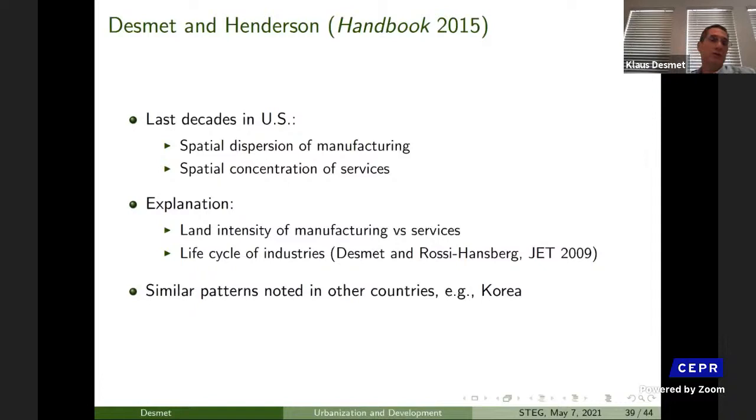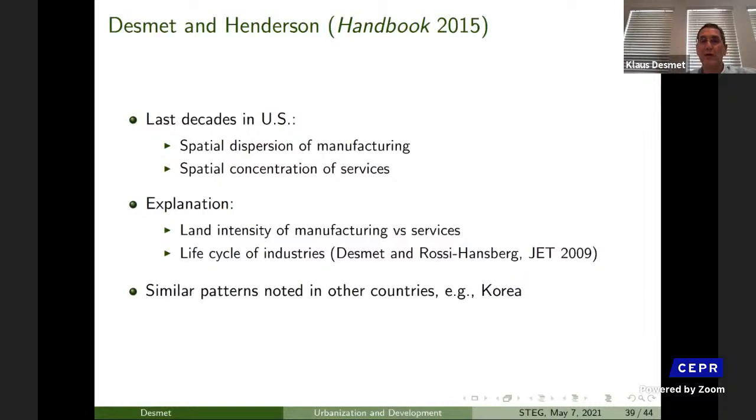It may also have something to do with the life cycle of industries, right? As industry matures, there is less need to be close to each other, because closeness is particularly important when you're learning, right? When technology is new and there's a lot of innovation, there's a lot of benefit from proximity. Maybe that's more true now in some service industries than it is in manufacturing industries. And so these manufacturing industries no longer need to be spatially concentrated and are dispersing, versus services that are becoming more concentrated.